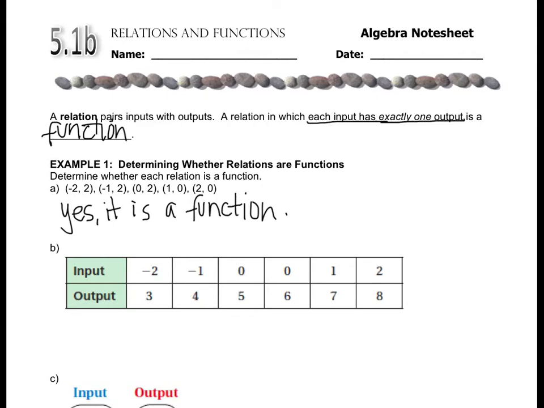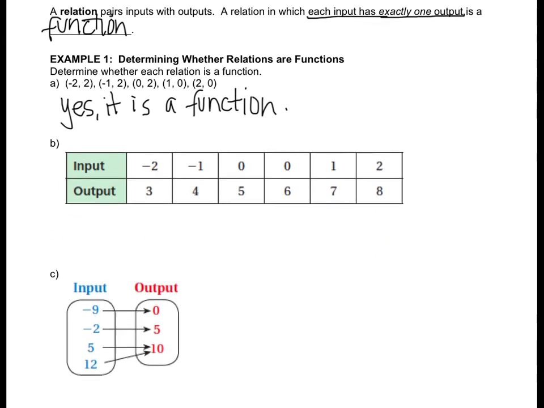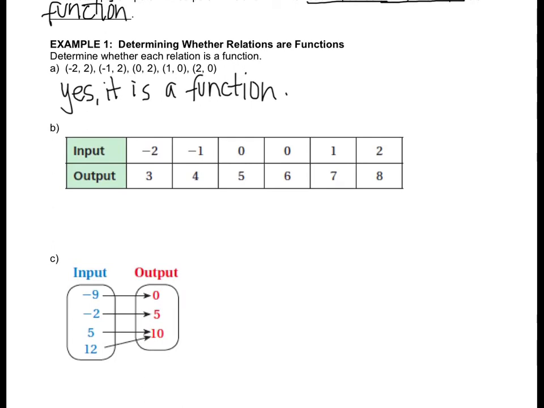Let's check out letter B. Letter B, I'm going to explain in a second. It is not a function. So let's look at -2. Does -2 pair up with anybody other than 3? No. -1 only pairs up with 4. But you see right here, 0 pairs up with 5, but it also pairs up with 6.